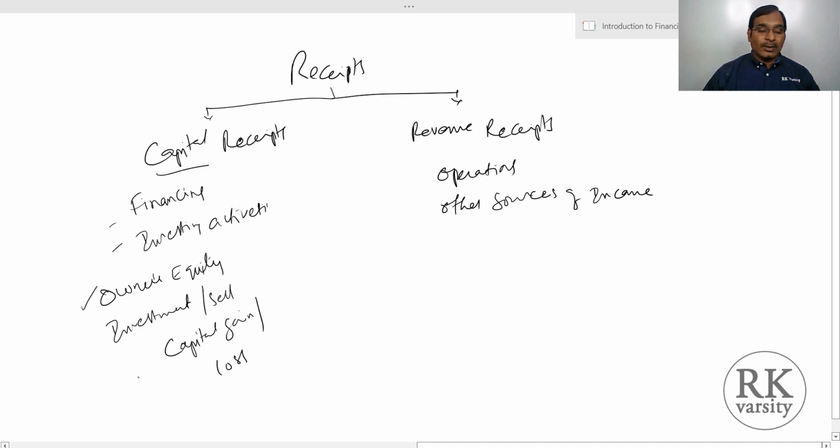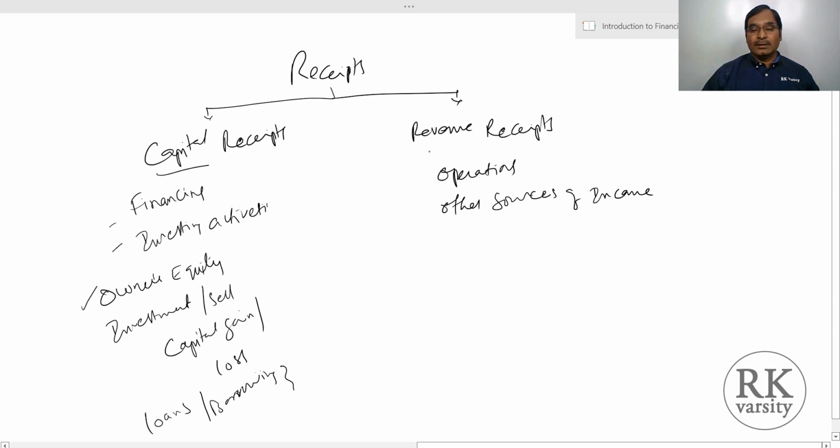The other way of getting long-term capital is from loans or borrowings from banks, financial institutions and all. So this amount is also used to procure economic resources. So this is related to capital receipts.